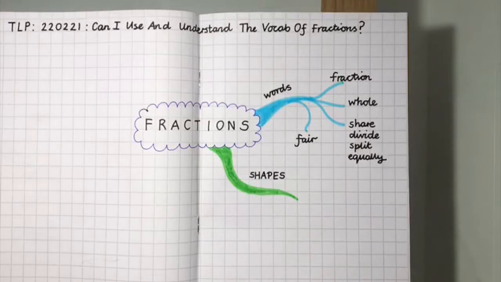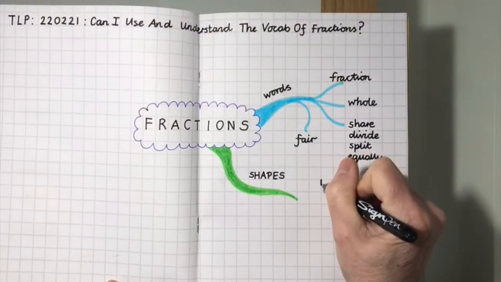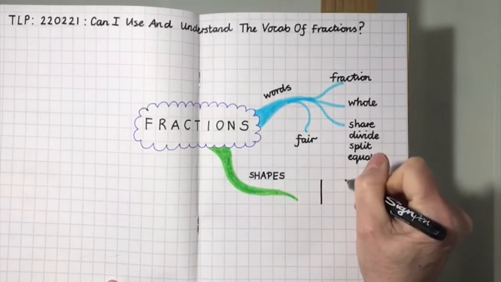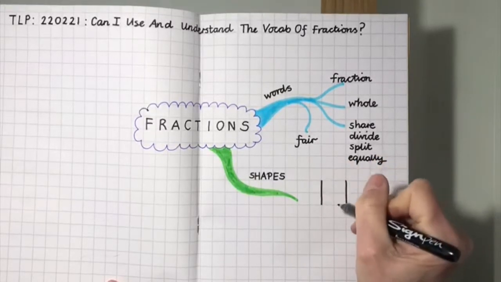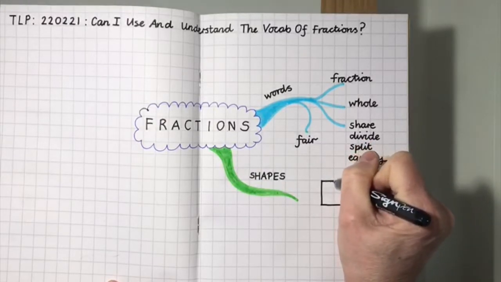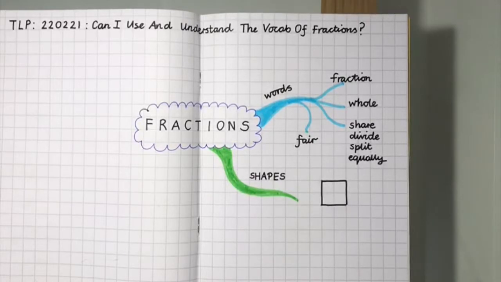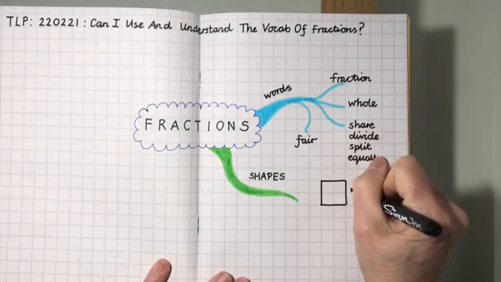So I'm going to start off by drawing a square, and I'd like you to as well. I'm not going to use a ruler, I'm going to be careful. And I'm going to make a square that's 2 centimetres long on each side. So it's got 4 little squares hiding inside it with the grey lines from your book. This is the whole.